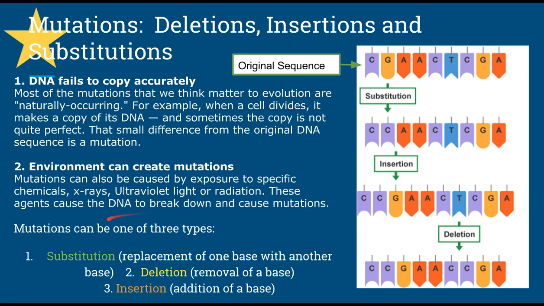And there are three types of mutations. One is a substitution, where, for example, let's look at this as our original DNA sequence. A substitution would just be when one base pair was replaced by another base pair. See, you have a G, and it's going to a C.